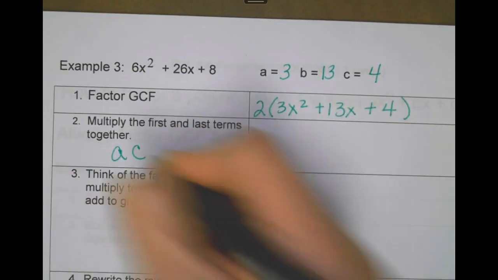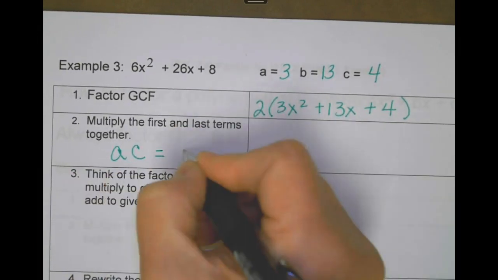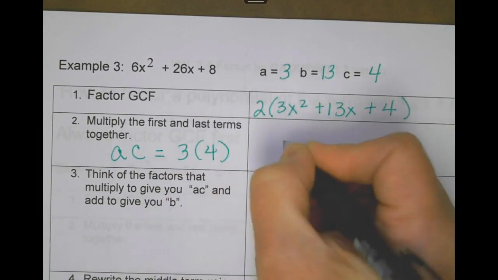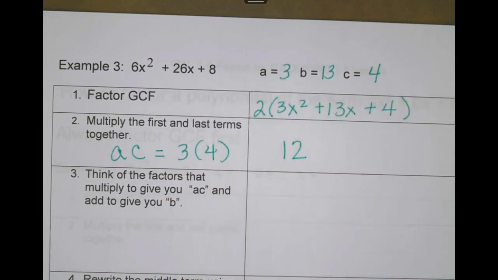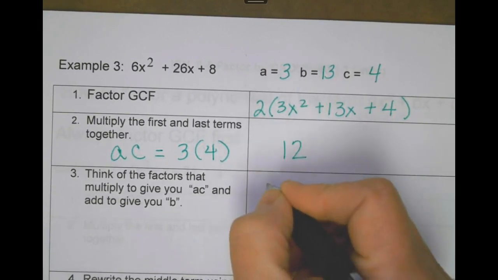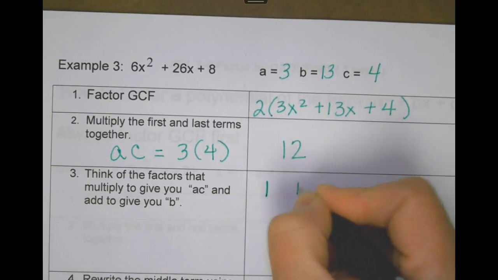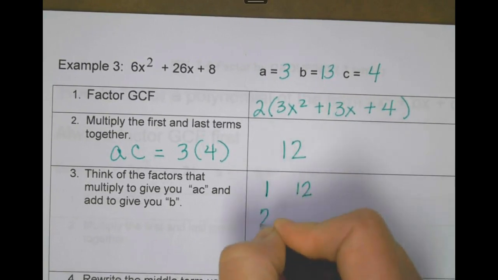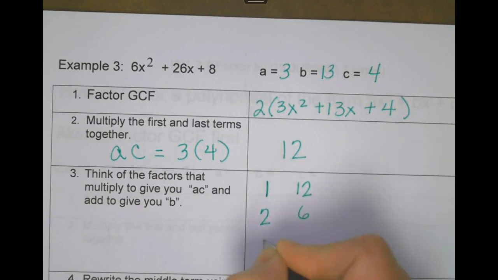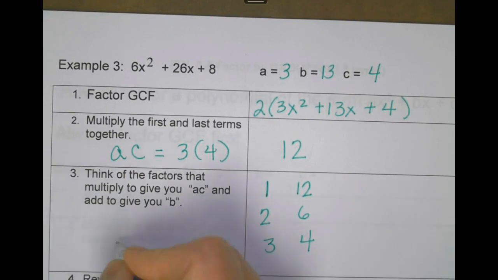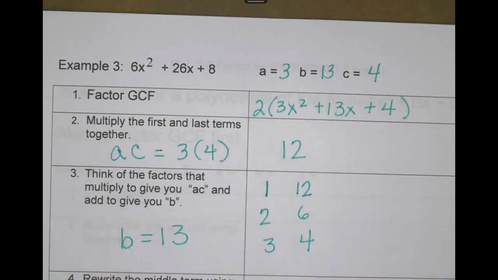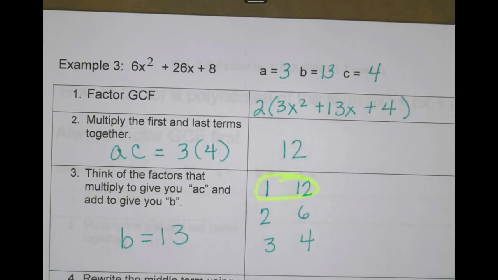Multiply the A times the C, the first times the last one, and you will get 12. Think of the factors of 12. Like I said, I always start at the same place. 1 times 12. 2 times 6. 3 times 4. What is going to add together to get B, that's 13? So I would use this pair right here.